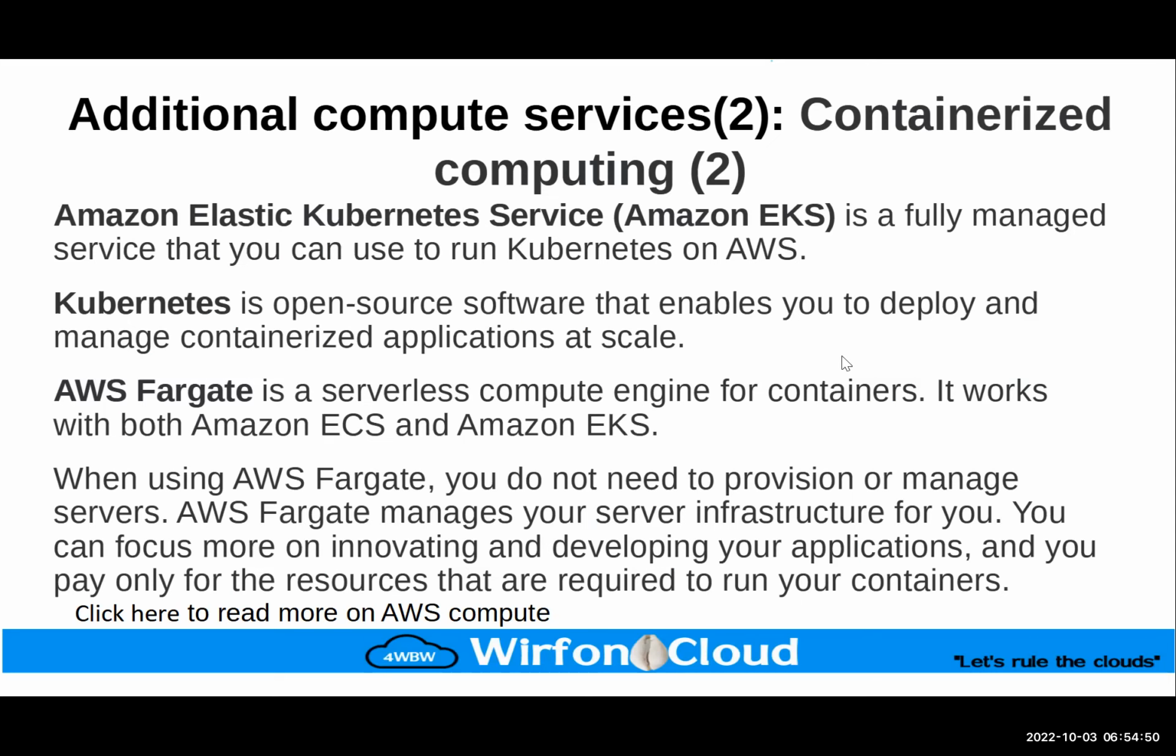Fargate, I can compare it. It's also like Lambda, but Fargate is a compute service for containers. So it works with both Amazon ECS and Amazon EKS. So when using Fargate, you do not need to provision or manage any server. So again, it's a serverless compute engine for containers. And then Fargate manages your server infrastructure for you, and you can just focus on innovating and developing your applications, and you pay only for the resources that are required to run your containers.